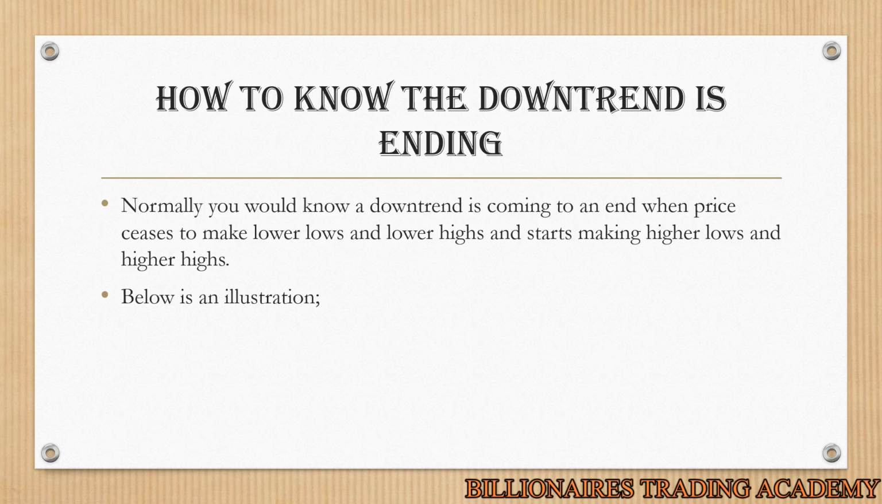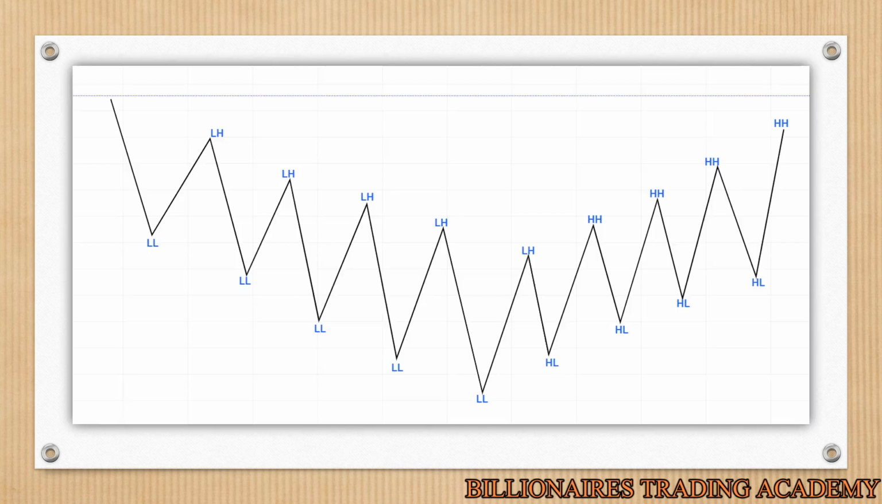How to know a downtrend is coming to an end? Of course, we need to see price failing to continue to make lower lows and lower highs. Let's look at it. Price was initially in a downtrend, and then instead of making a lower low, it makes a higher low because it's now higher than this one, and then it continues to make higher highs and higher lows. So it has transitioned from a downtrend to an uptrend.